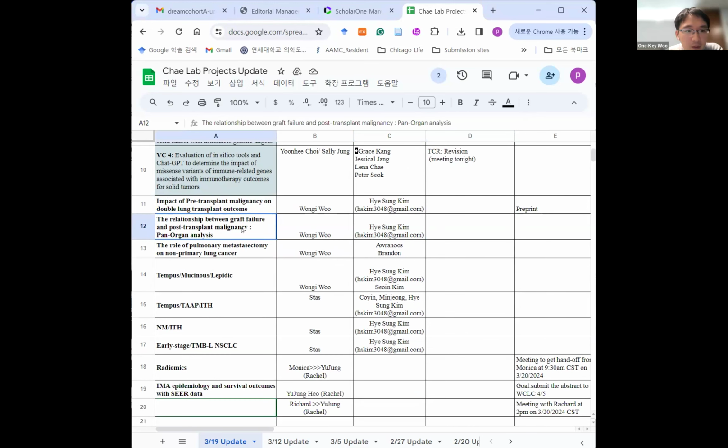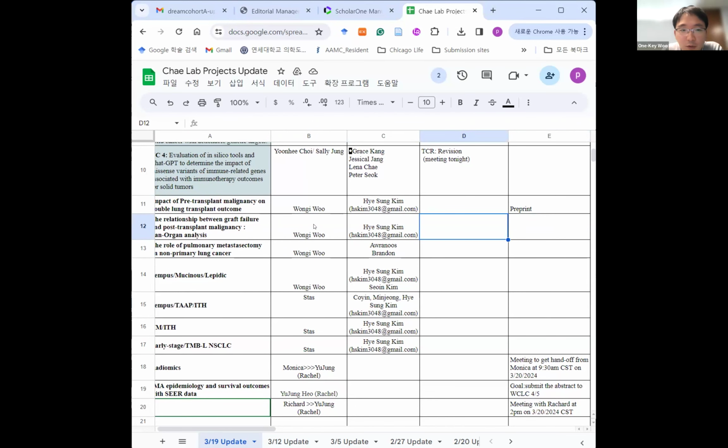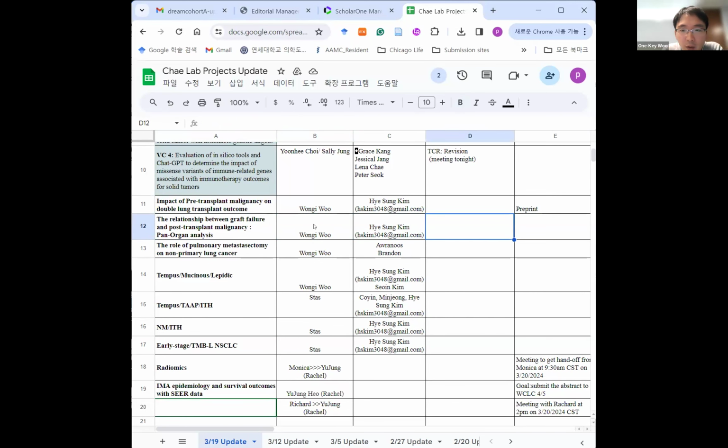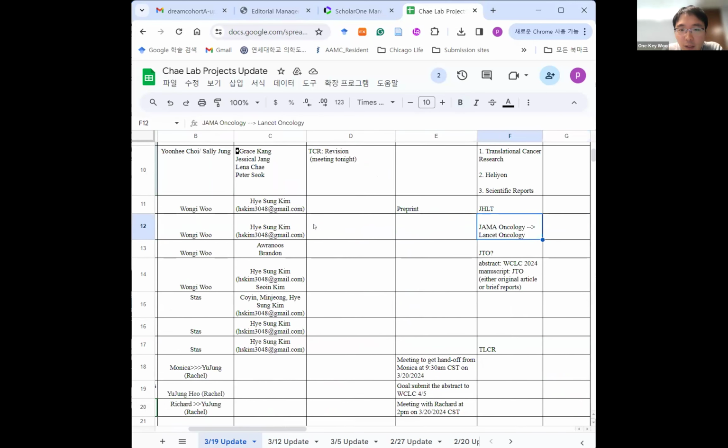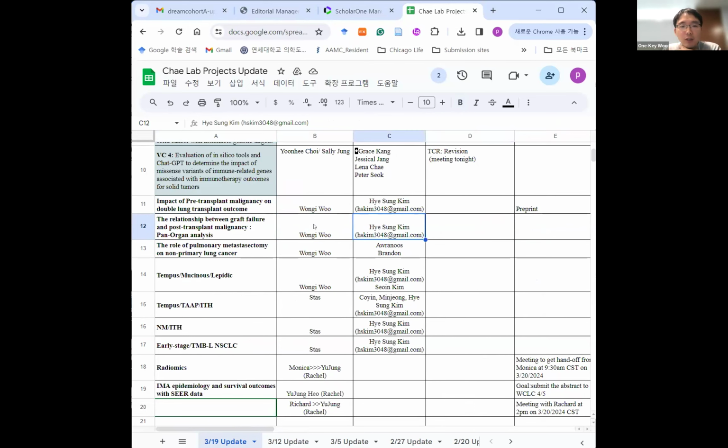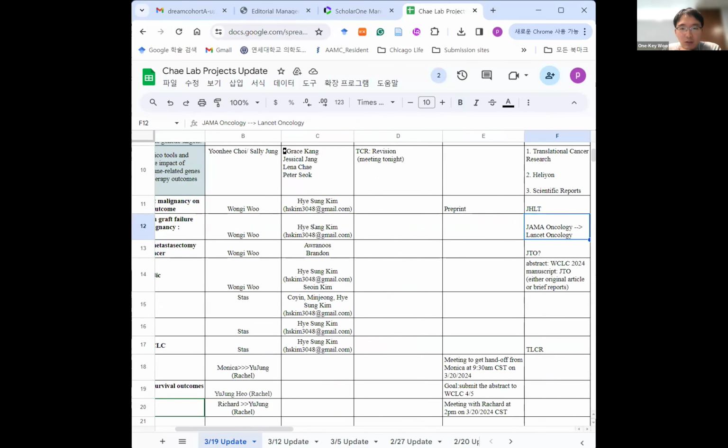And the second part, the graft failure, post-transplant malignancy. Hasong is reviewing the manuscript. As soon as she finishes it, we will submit to JAMA or others as you recommended. So that is our thinking. And as soon as she finishes the abstract, I will send the abstract to the authors to get their opinions.